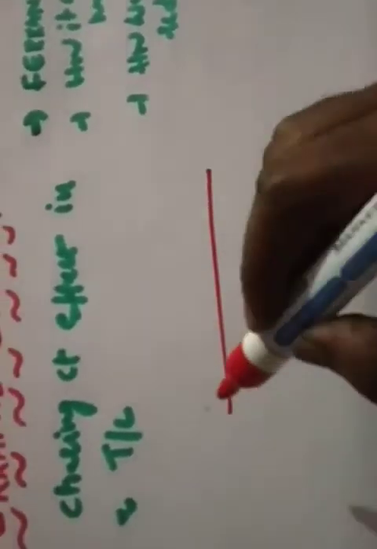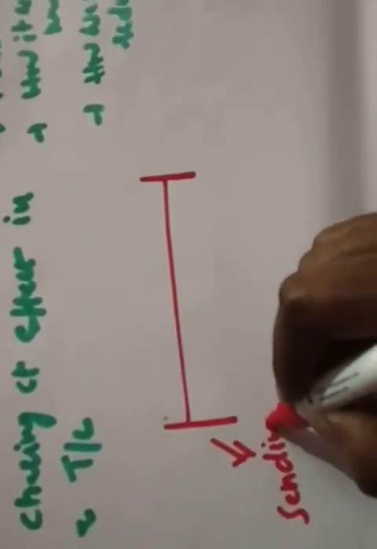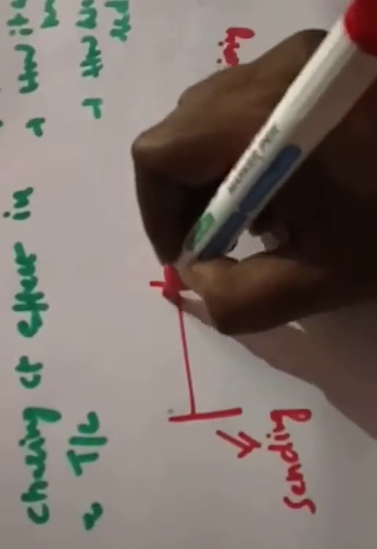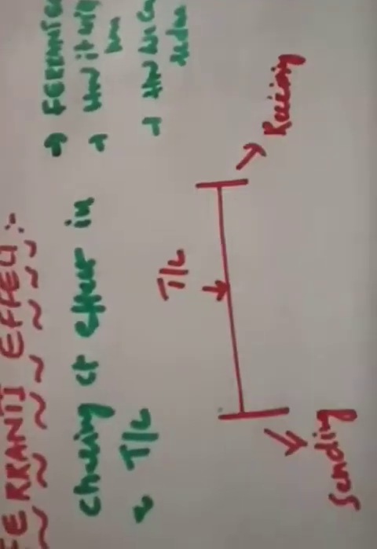So we have a transmission system. This we can call a sending end, this we can call a receiving end, and this is a transmission line. It is nothing but a conductor.